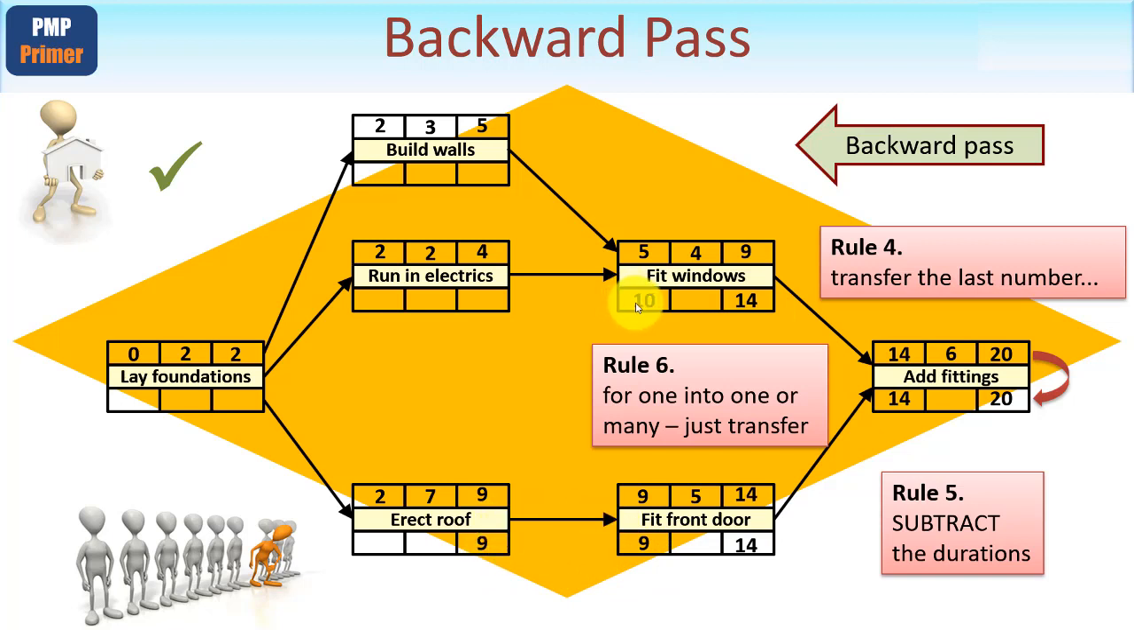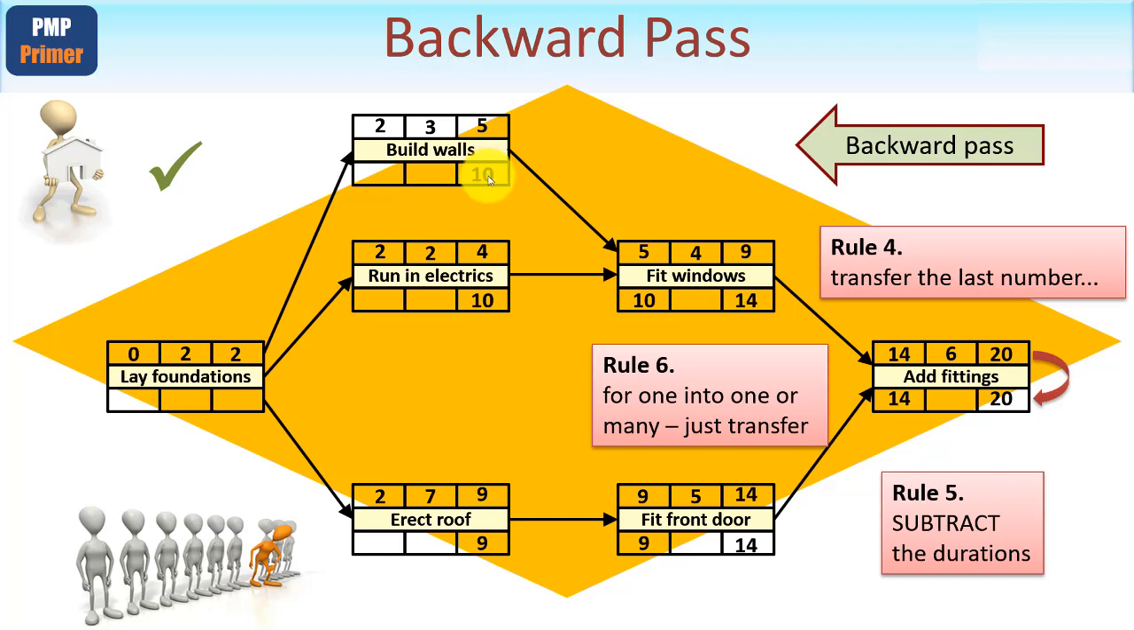How about up here? Well, I don't have to repeat it. You know that whatever number is here, you just transfer it back to the 2 tasks that are feeding it. So because these 2 activities are in series, we just transfer that 9 back to there. Now up here we've got one activity, if you will, feeding back into two. So we use rule number 6. For one into one or many, just transfer. So we put the 10 there and we put the 10 there.